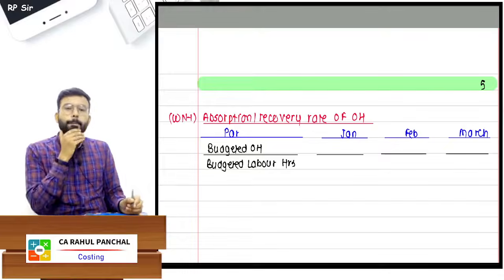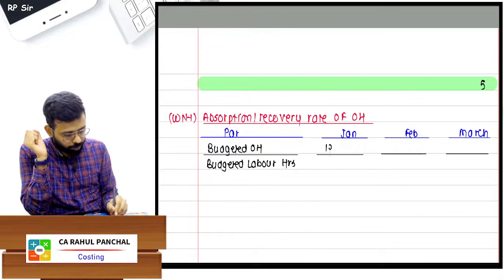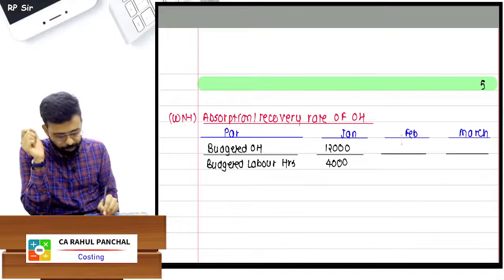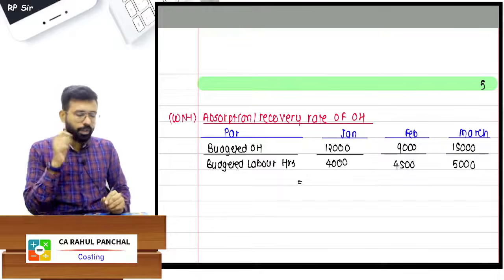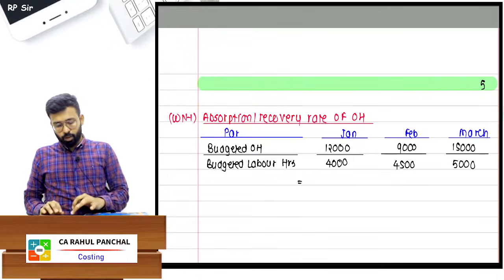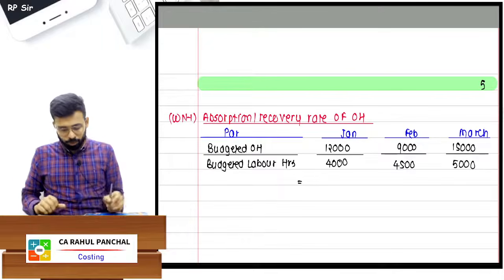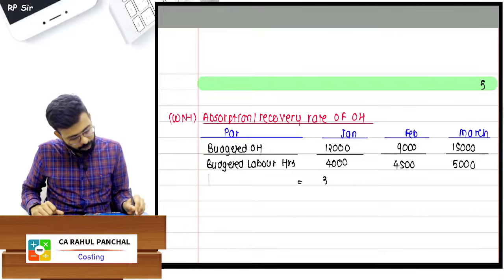So in the month of Jan, we will see that my overhead cost was 12,000. The work hours, we will work for 4,000. Here my cost is 9,000, we will work for 4,500 hours. Here it is 15,000, and we're going to work for 5,000 hours. So what will be my recovery rate? As and when worker works for 1 hour, overhead cost is 12,000 divided by 4,000, so 3 rupees will be recovered per hour. That is rate per hour.